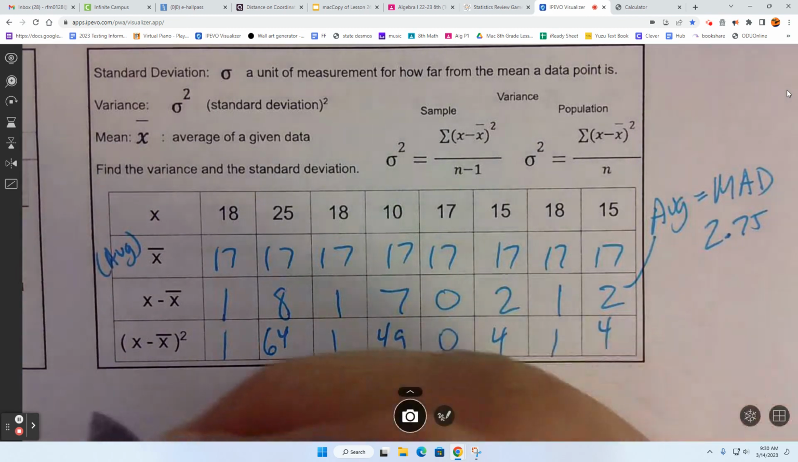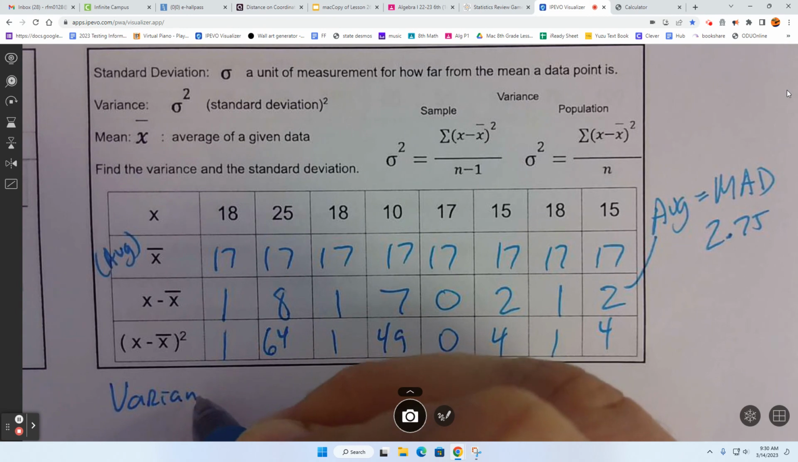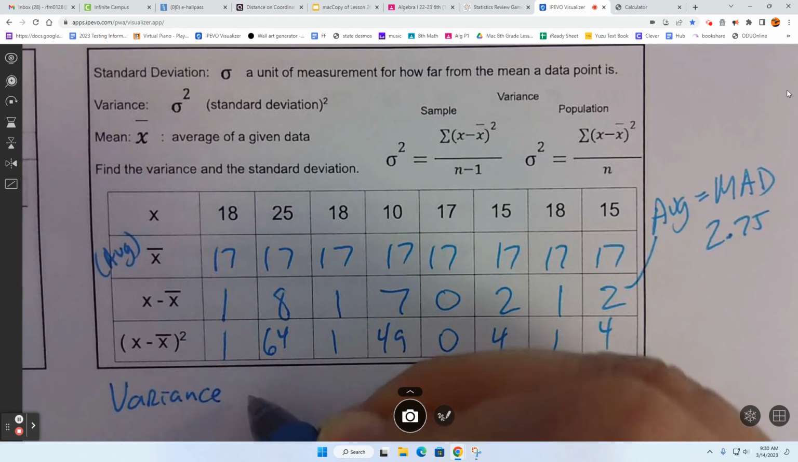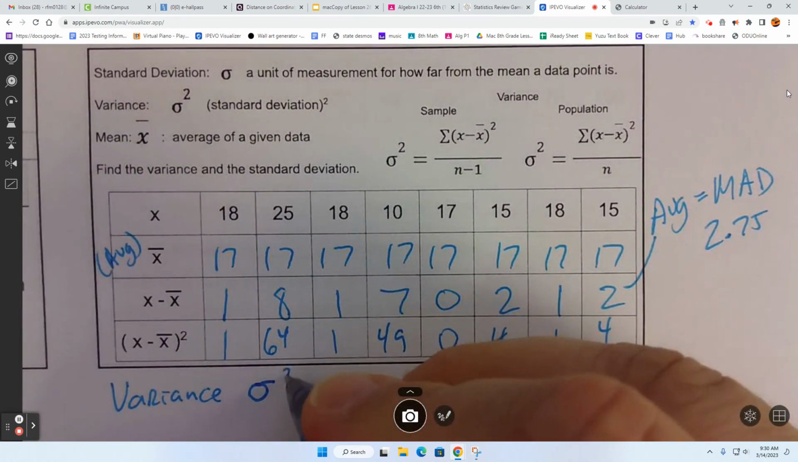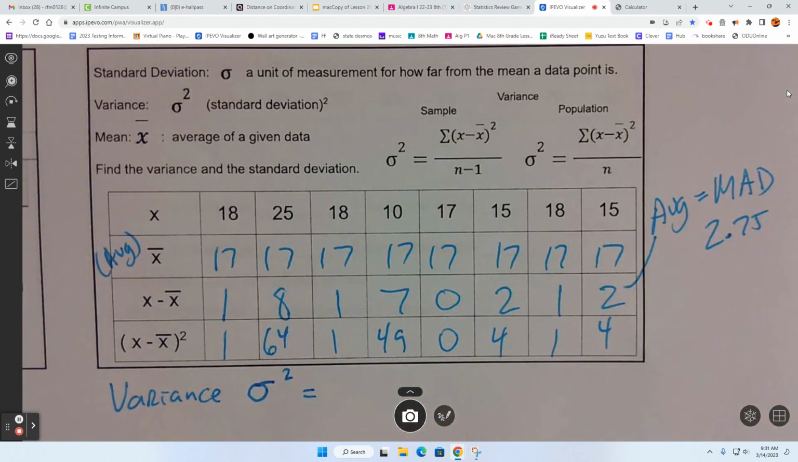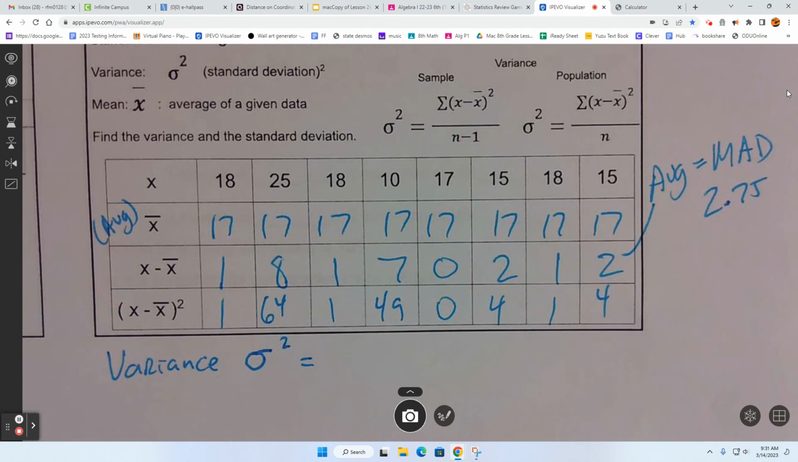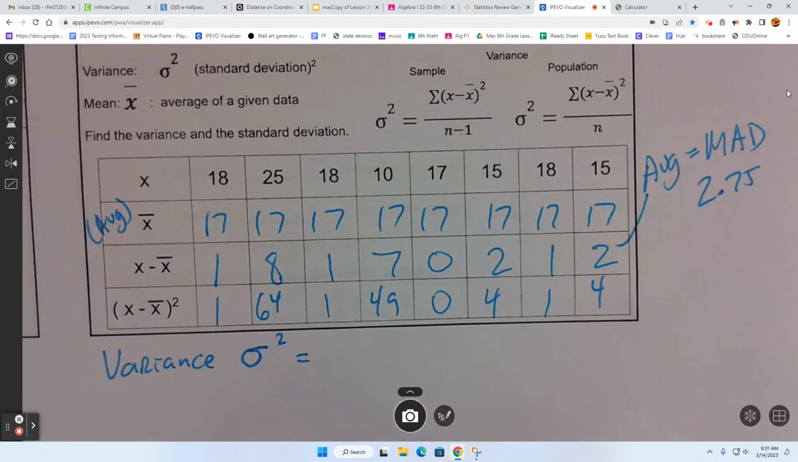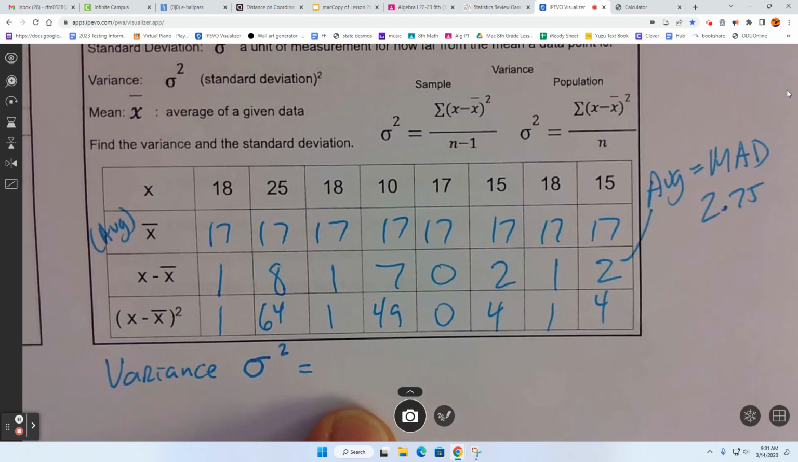The variance, which is this, so it's like a sigma with a little hat. The variance, which is a sigma with a hat squared, is the average of these. Okay. Wait, hold on a second. Am I messing this up? Oh no, that's right. Okay. The variance.